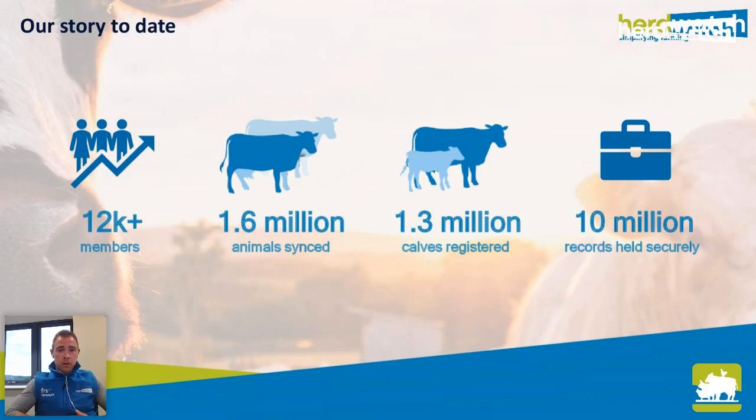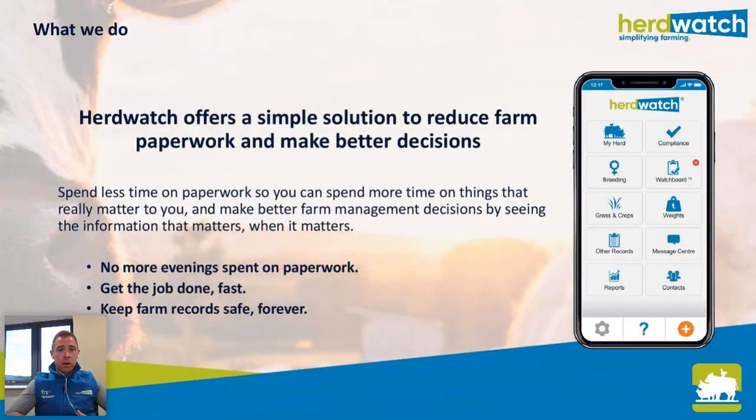So for anybody out there who maybe has tuned in today and still isn't 100% sure of what exactly Herdwatch is and what it is we do, Herdwatch is just a very simple and easy to use app which allows you to reduce your farm paperwork and helps you to make better decisions on your farm. So essentially it's allowing you to spend less time recording your compliance paperwork, makes life an awful lot easier and saves a lot of time, and really gives you back time to do the more important things, be it on your farm or even spending more time at home with your family.